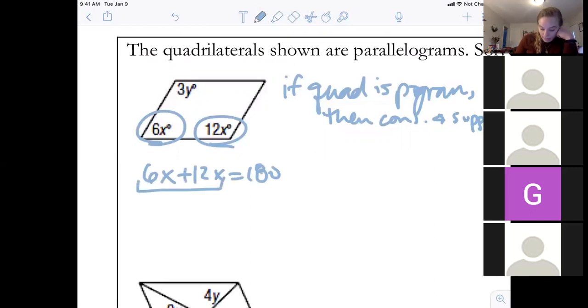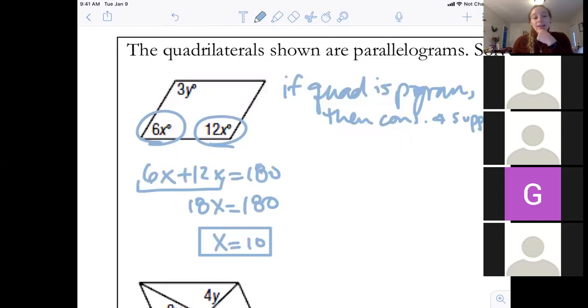So now I can solve. I'm going to add them up. 6 plus 12 is 18x. And then I divide by 18 on both sides, and I just get x equals 10. Okay, great. And I needed x to equal 10 in order to figure out what y is. There's a couple different ways I could find y. Who knows how they want to do it?